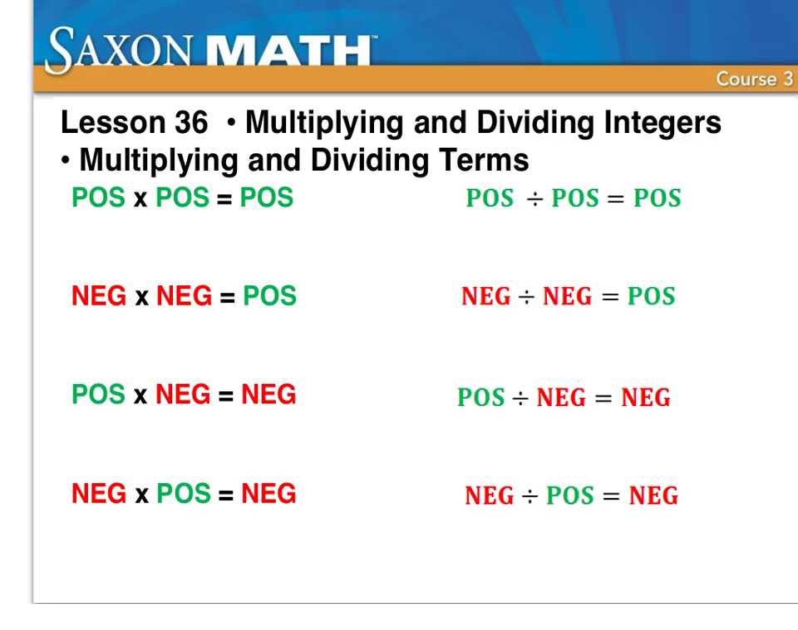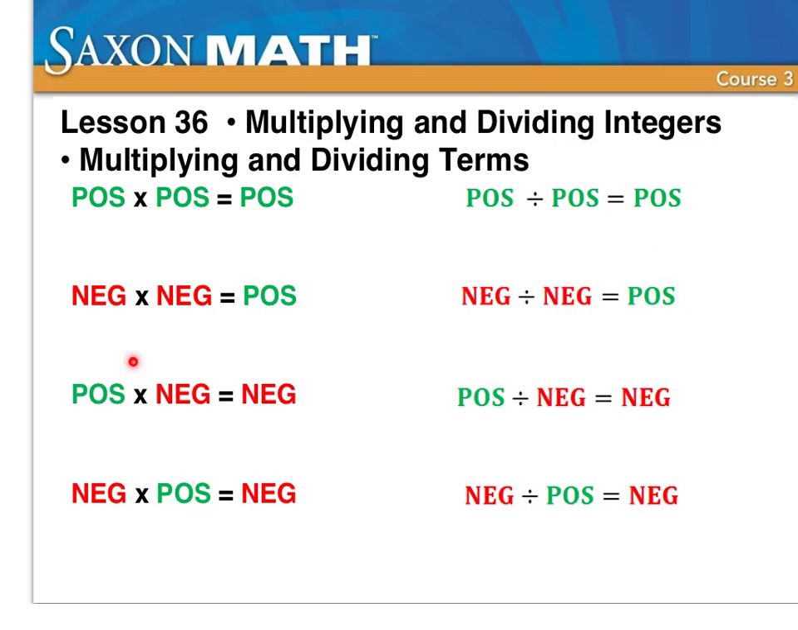Okay, so the first thing we need to know are the multiplication and division rules, and they're the same for both operations. So the multiplying rules are the same as the dividing rules. So positive times positive equals positive, and just like that, positives divided by positives give me positives. If I take two negatives and multiply them together, that will give me a positive. If I take two negatives and divide them, that will give me a positive.